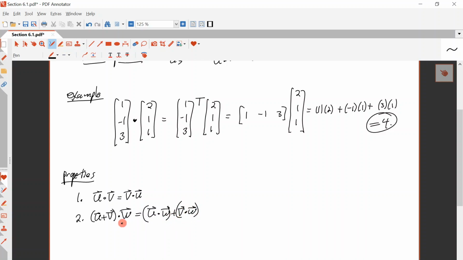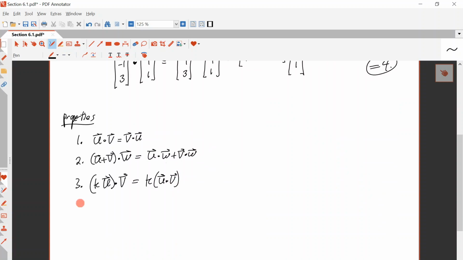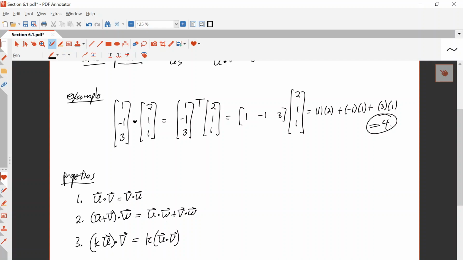So this is addition within the real numbers. This is addition within vectors. Right? So it's a distribution property, but it's a little deeper than it might at first appear. Three, if you have a scalar k times u dot v, that's the same as the scalar k times u dot v. Unsurprisingly, four, u dot the 0 vector is the 0 real number, right? Certainly that's true.